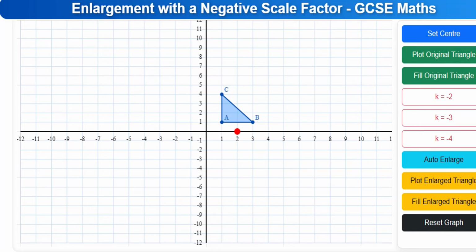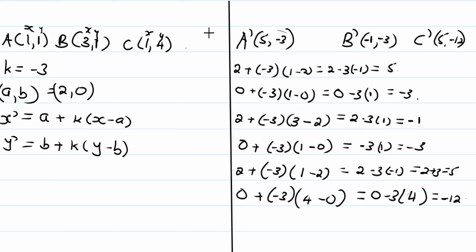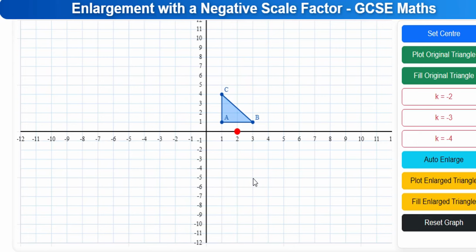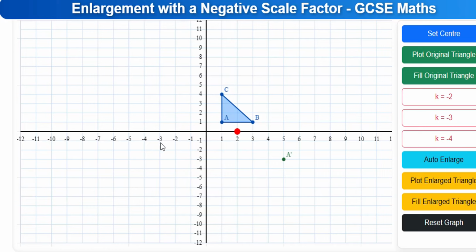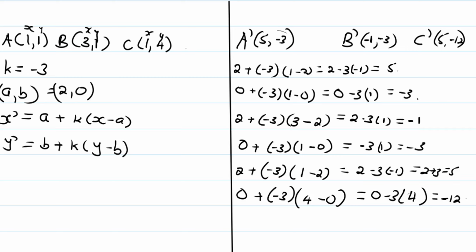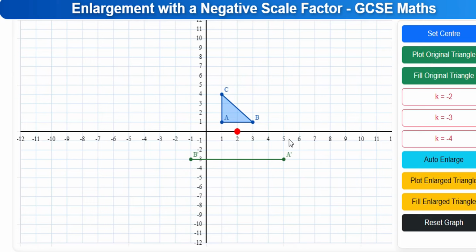But we also have the coordinates of the enlarged one, which is 5, negative 3, so we can plot it. 5, negative 3, it will be 5, then negative 3, which is somewhere there, and then go again to the second one, which is negative 1, negative 3. We have negative 1 somewhere here, and negative 3 somewhere there, and then the last one is 5, negative 12. So we have 5, negative 12 somewhere here.